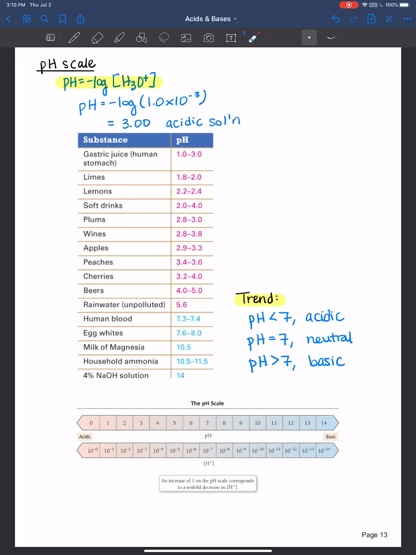And here are some examples in this table of some common substances and their pH values that you may come across. So for example, limes are very acidic, as you would imagine, with a pH of about 1.8 to 2.0. Then household ammonia solution has a pH greater than 7, 10.5 to 11.5, so it's very basic. And then physiological pH, human blood's between 7.3 to 7.4. And then down below you see the pH scale and how the hydronium ion or proton ion concentration is related to the pH scale. So kind of like pKa that we discussed in a previous video.